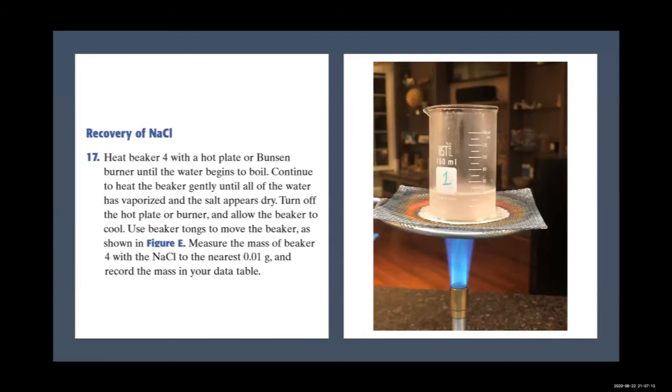So now how are we going to recover the sodium chloride? We're going to heat beaker 4, I should say beaker 1, sorry, on a hot plate or a Bunsen burner. That's our Bunsen burner. And we are going to heat it until the solution really begins to boil. We're going to continue to heat the beaker gently until all the water has vaporized and the salt appears dry. Turn off the burner and allow the beaker to cool. And then we're going to use our beaker tongs to remove it because it's still hot. We're going to measure the mass of the beaker with the sodium chloride to the nearest 0.01 gram, and we're going to record the mass in our data table.